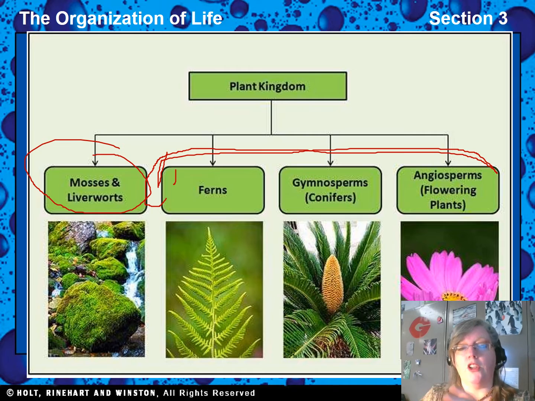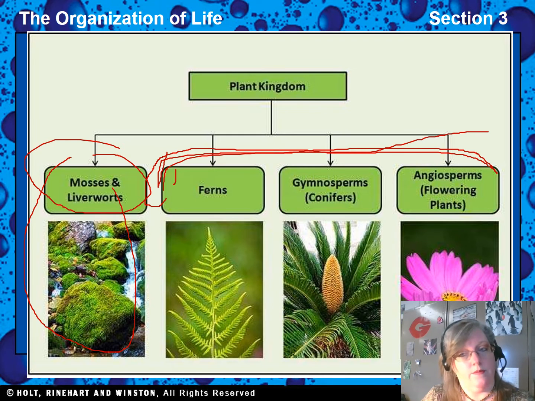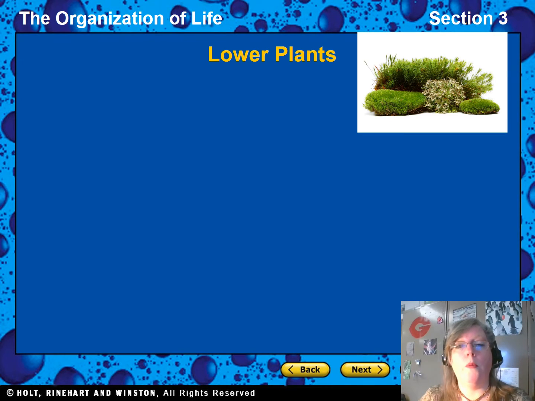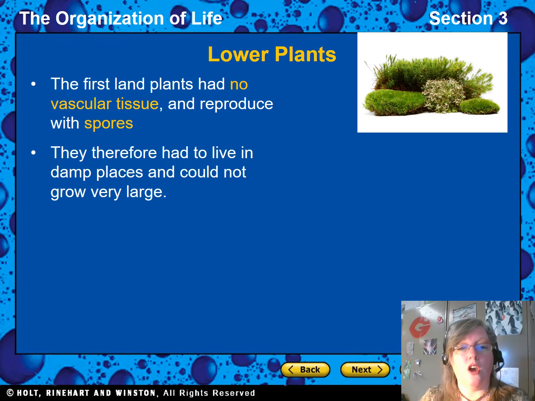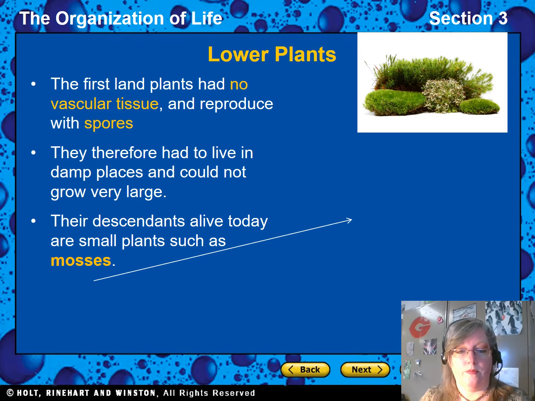So that's the first thing we do. We take all the plants in the box and decide whether or not they have vascular tissue or not. If they don't have vascular tissue, we're going to stick them here with these mosses and liverworts. And then we're going to divide these other guys further. All right, so the lower plants. These are the ones that don't have vascular tissue.